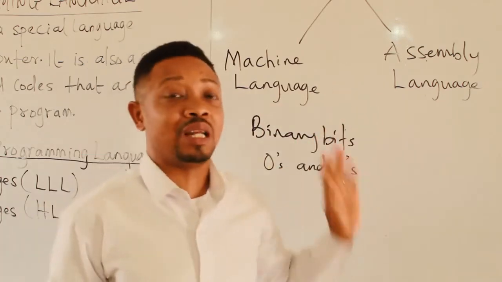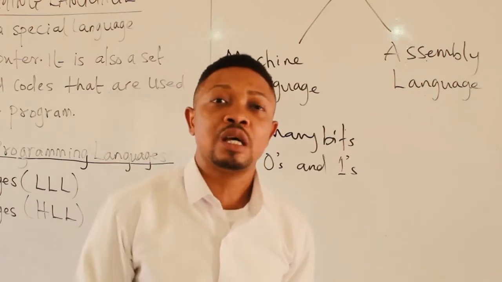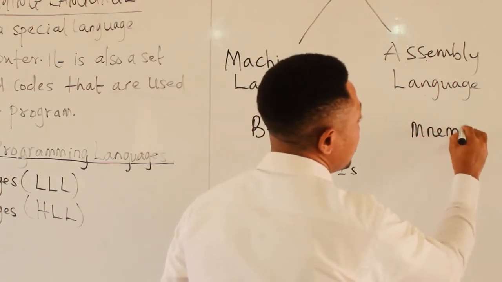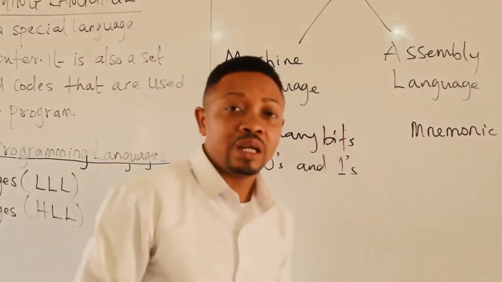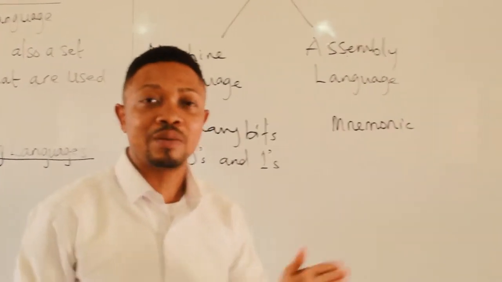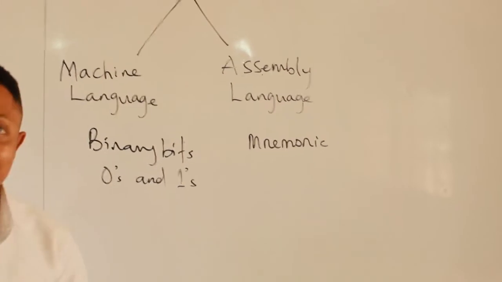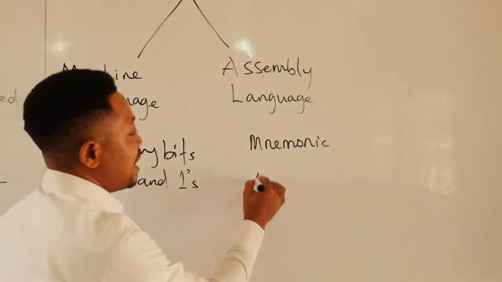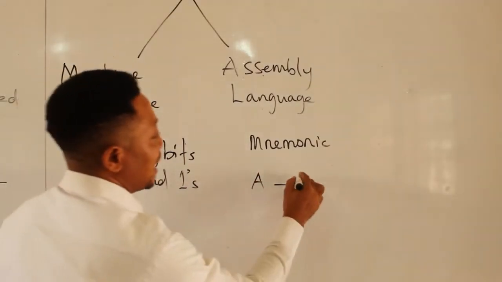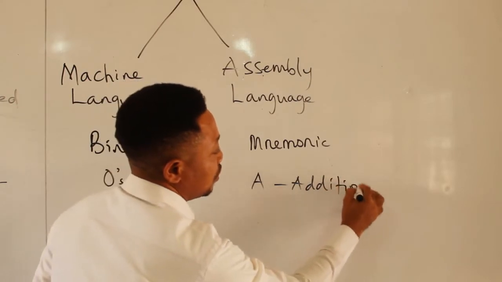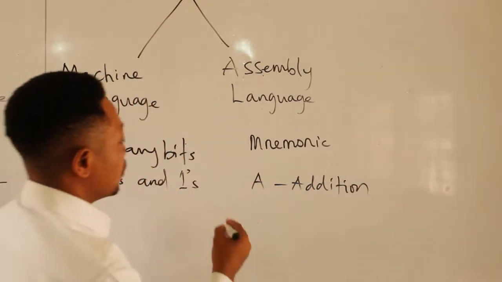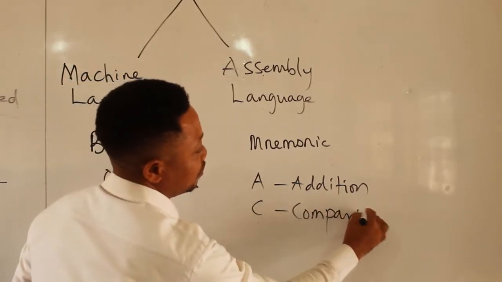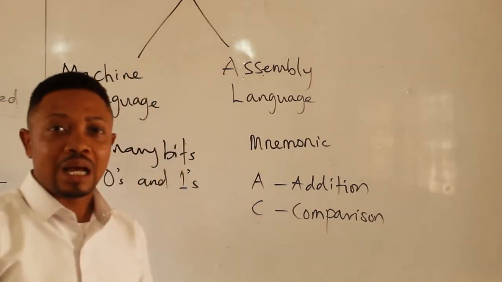What happens in the assembly language is that the programmer uses what we call mnemonic. Mnemonic simply means name suggests meaning. Now, it means that if I have a letter like A, it can represent addition. If I have a letter like C, it can represent comparison, as the case may be.